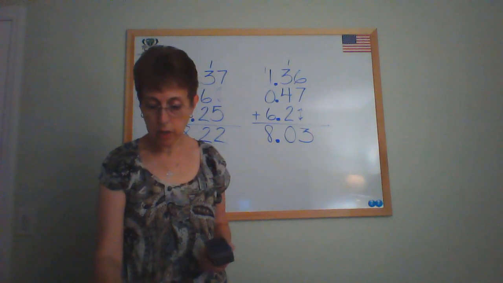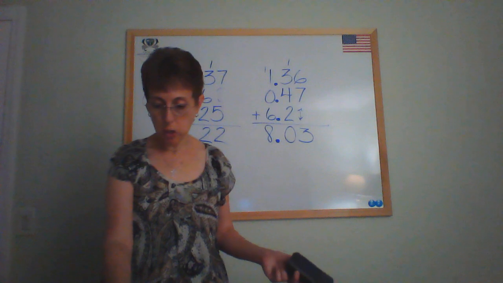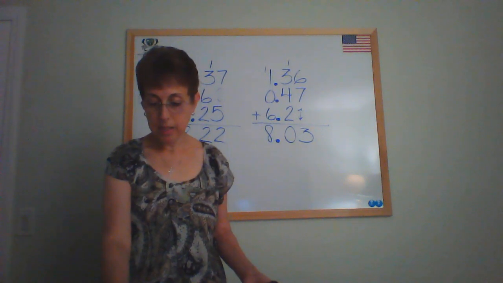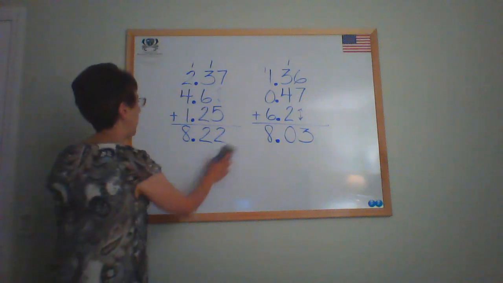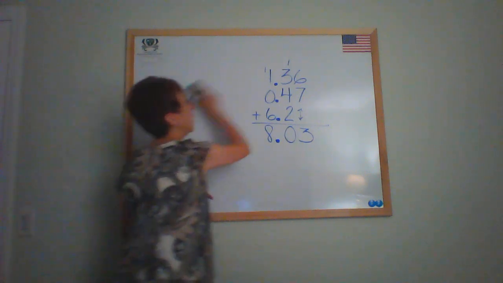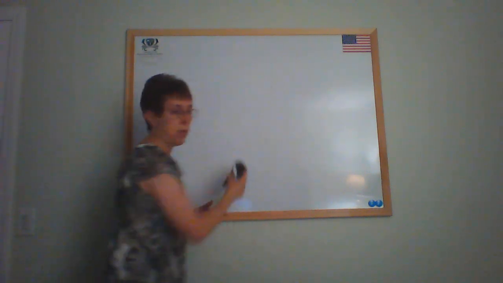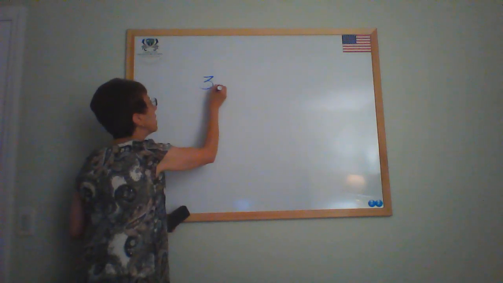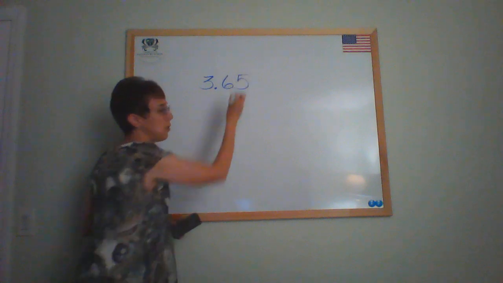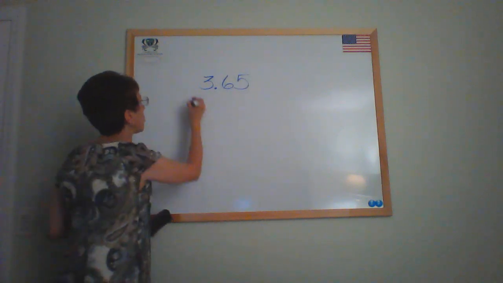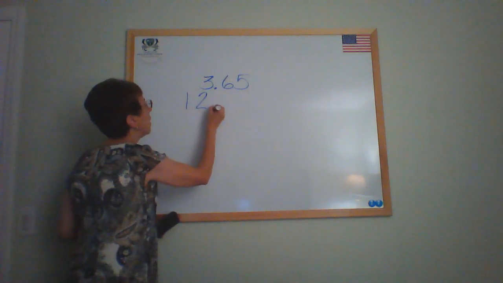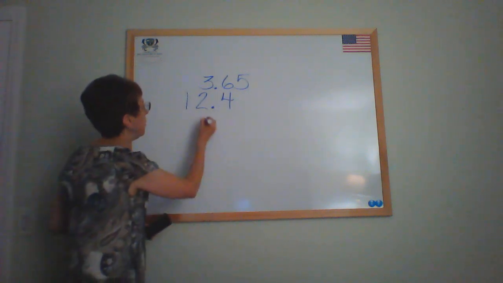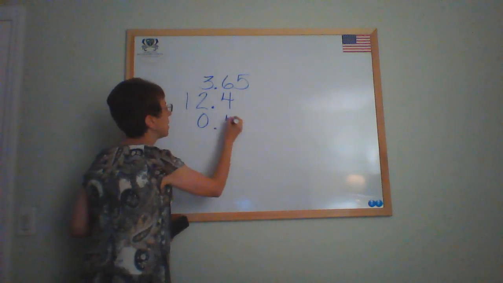If you look, I know I said we were just going to do A and B, but if we look at examples C and D for a minute, notice we have 3 and 65 hundredths, and then 12 and 4 tenths, and then 57 hundredths.